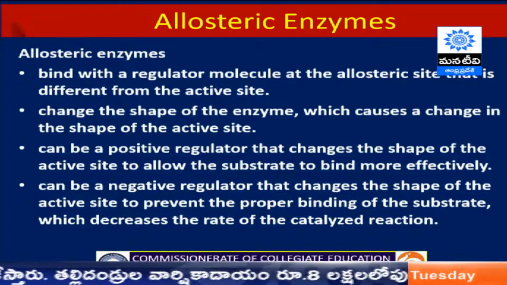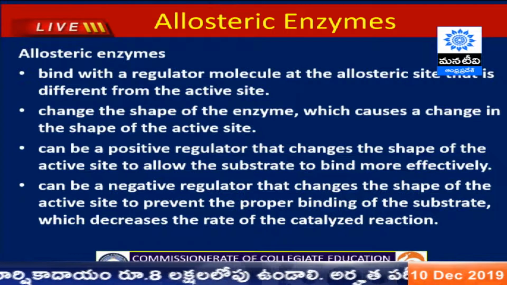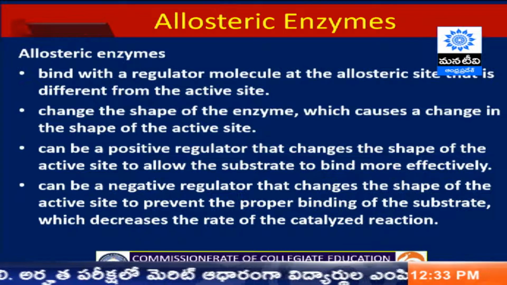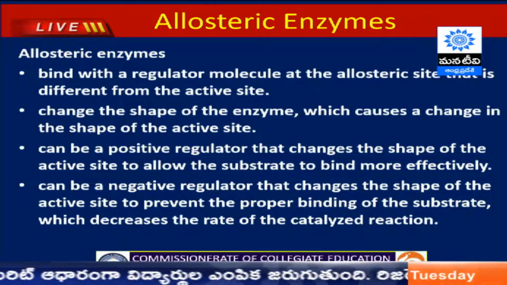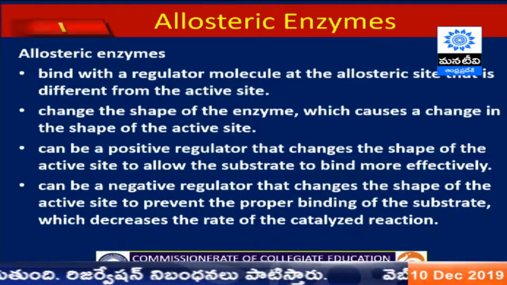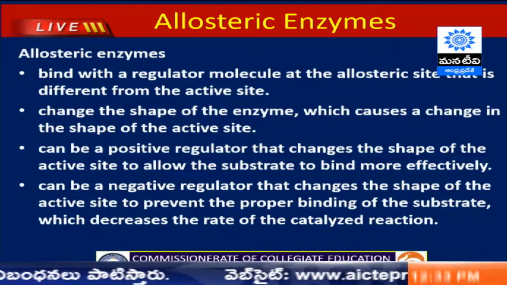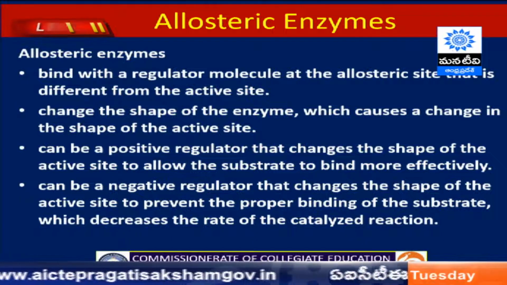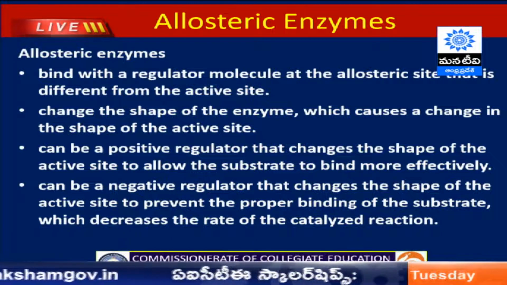How is this catalytic efficiency of the enzymes altered in living organisms? The first one is allosteric control. Allosteric enzymes are made up of more than one protein. Generally, they have two sites: a catalytic site where the substrate binds, and the other one is an allosteric site, meaning another site.